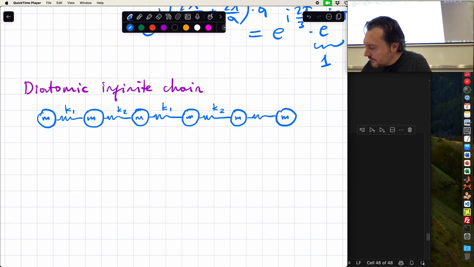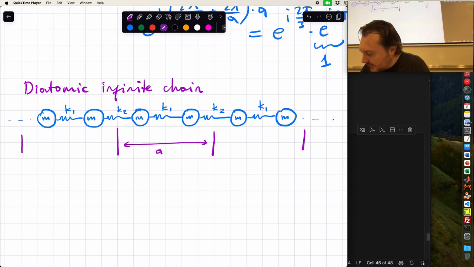And it goes on forever, dot, dot, dot. It starts repeating after some point. In this particular case, the repetition, the unit cell of our system, is this one, right? So let me give a length to that unit cell. Let's say this is the distance A. And you have K1, K2, K1, K2. It repeats forever, right? Now, how can those two words be together, diatomic and infinite? So what we mean here is that it's an infinite repetition of two atoms, okay?